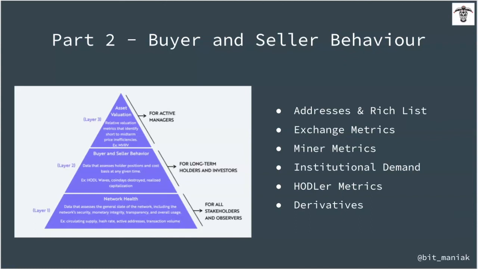This is a booming field. There's been a lot of excitement and demand for derivative products based on Bitcoin. So we'll look at options, we'll look at futures, we'll look at how they impact the spot market and what signal we can extract from those derivative markets. So a huge amount of stuff to cover here in part 2.